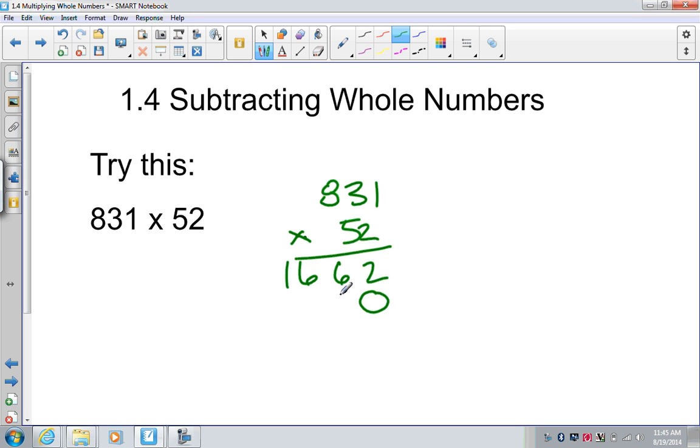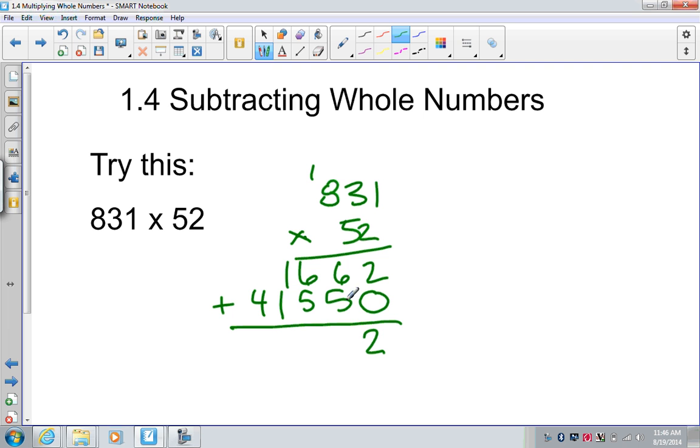So 5 times 1 is 5. 5 times 3 is 15. In this case, we're going to have to carry. And now we do 5 times 8 is 40, and add that 1 to get 41. Once we're done multiplying, you know that we need to add these numbers together.